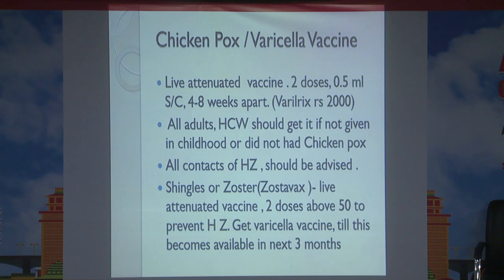And to prevent herpes zoster, another type of vaccine is used which is called shingle vaccine or the zoster vaccine. We must think that the virus is the same, but the vaccine is different. Shingle vaccine is not available in India. 2 doses are given above the age of 50 years. Till that time, we can give varicella vaccine.